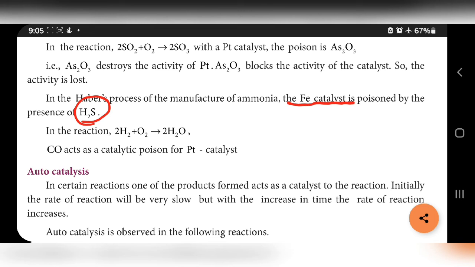One more reaction is given. Hydrogen reacts with oxygen, and water is produced. Here carbon monoxide acts as a catalytic poison for platinum catalyst. So for this reaction, this is the catalyst. The catalyst activity is reduced by carbon monoxide.